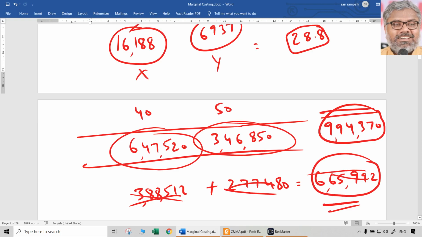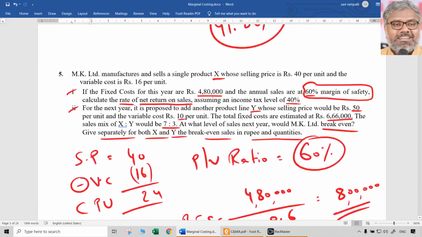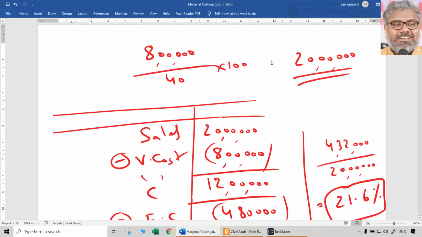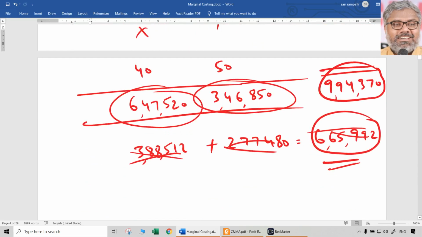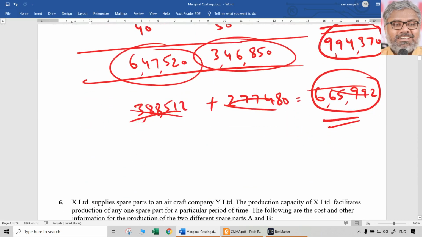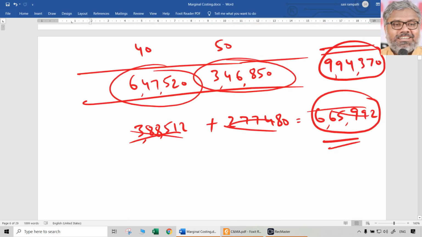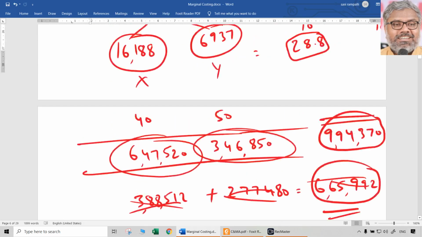If this much sales are achieved in the next year, at least the company will be breaking even. Of course, there will not be any profit, neither will there be any loss. That will be exactly equal to just covering the fixed cost. That's what break even is, right? So the contribution from these sales will be just about enough to cover the fixed cost for the next year. So the total break even sales for next year is 994,370. That is the answer for question number 5.